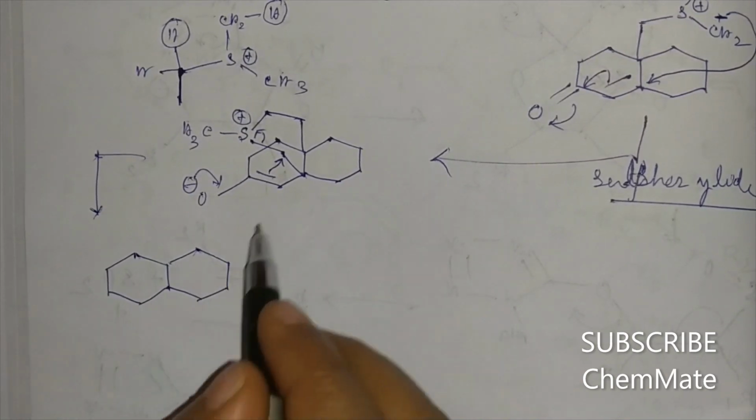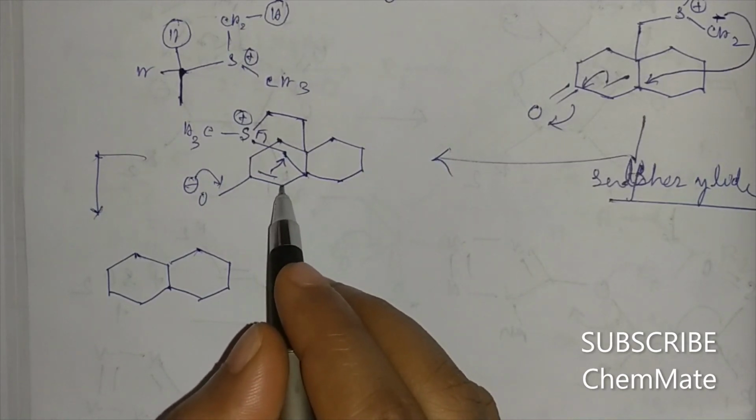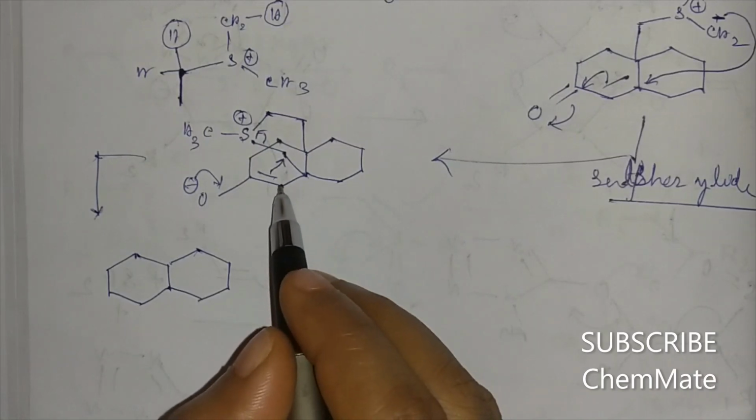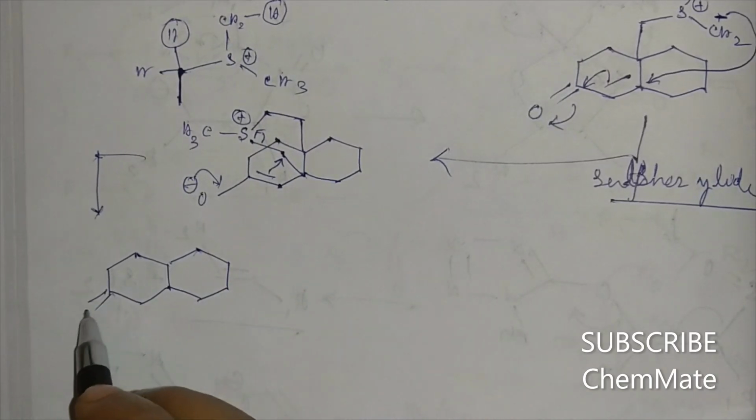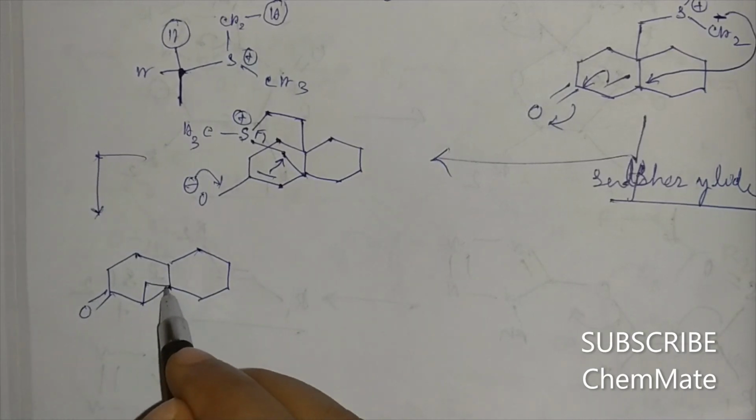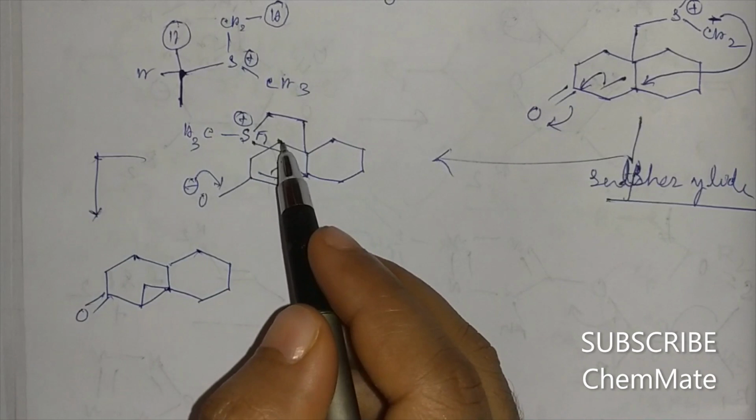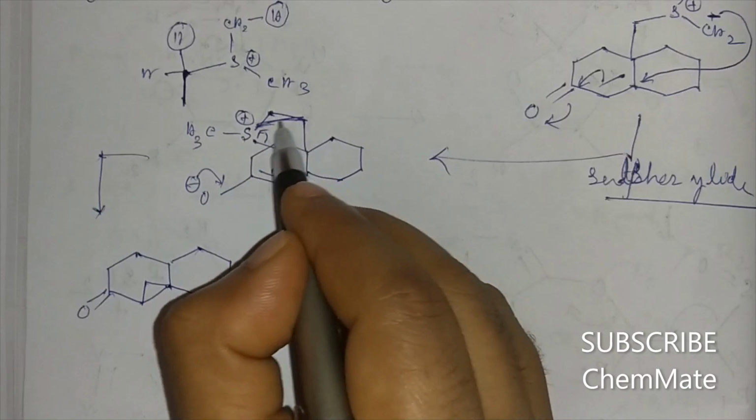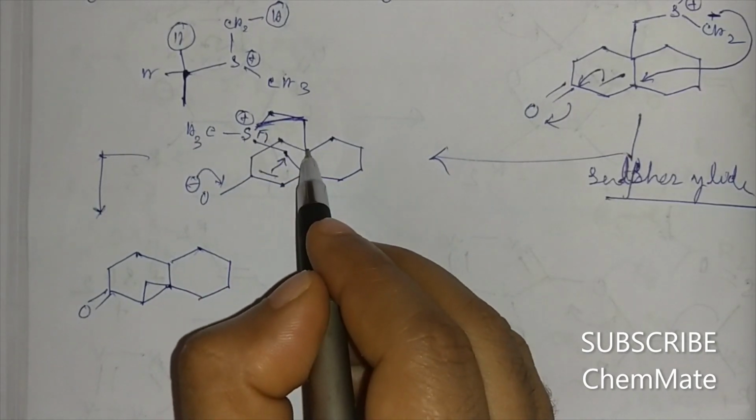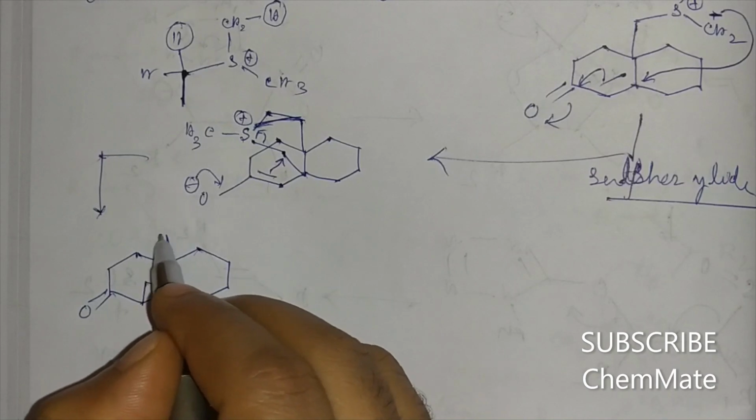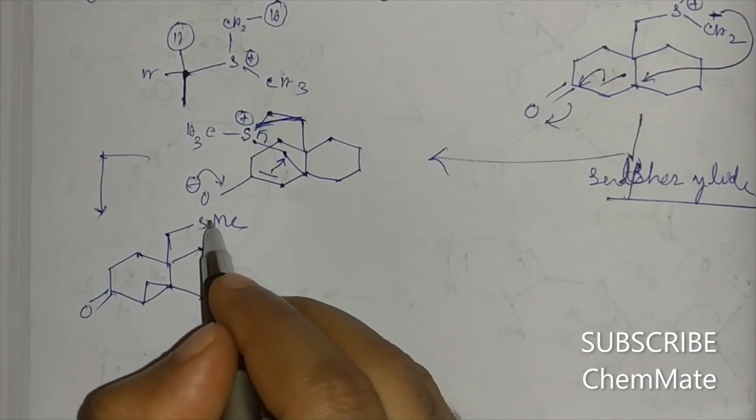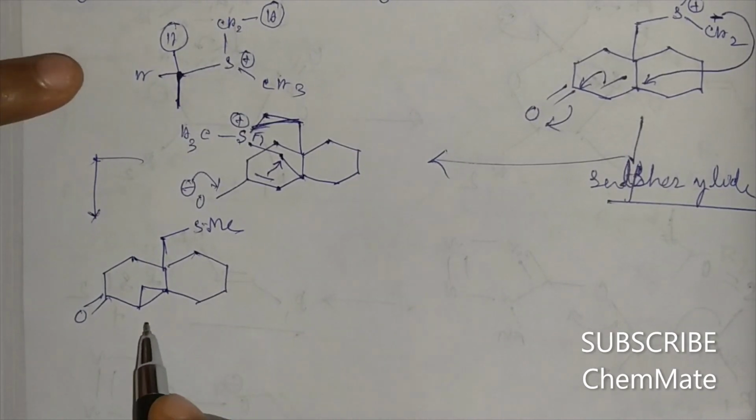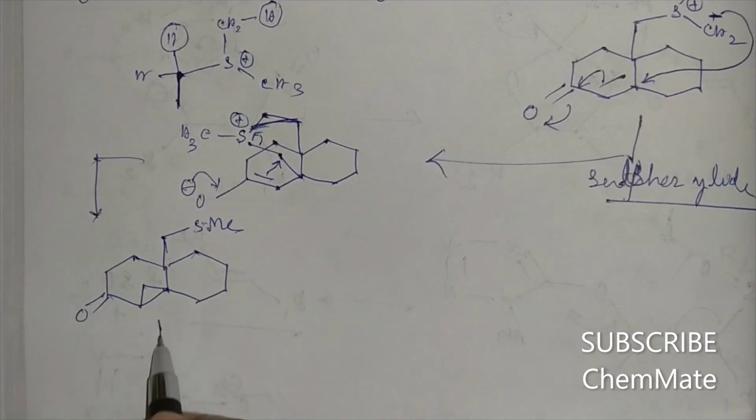So if there is a bond between this carbon and this carbon, there will be a three member ring here, and it will be a C=O group. Here will be a three member ring, and sorry, this carbon will not be here, so here it will be this group, yes, Me. So guys, this will be the product.